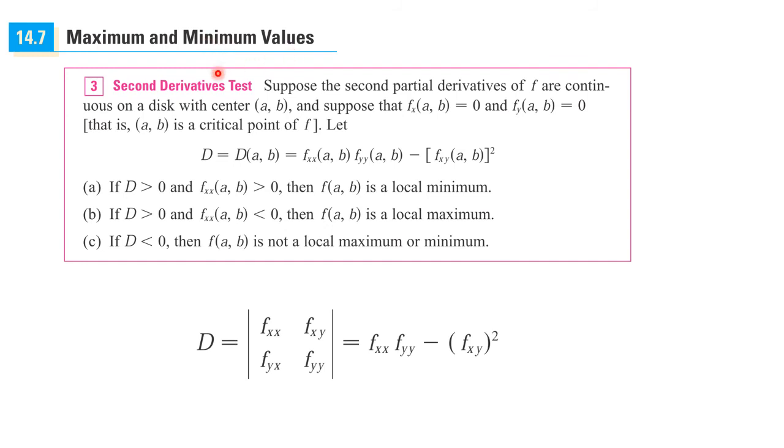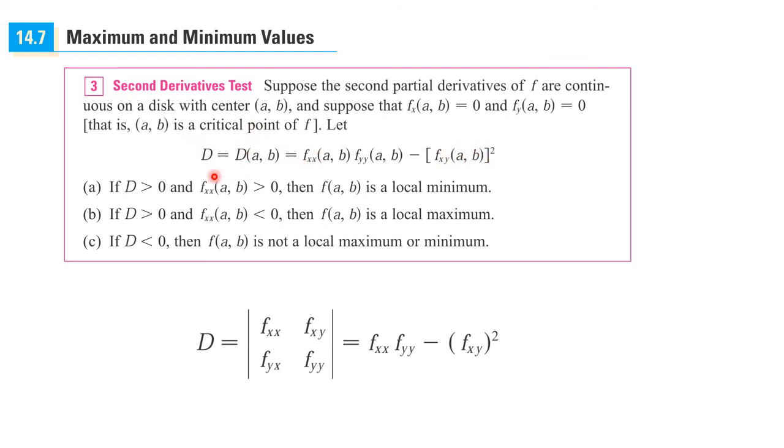Maximum and minimum values. Suppose that the second partial derivatives of f are continuous on a disk with center (a, b), and suppose that fx(a, b) is equal to 0 and fy(a, b) is equal to 0, to find the critical point. So we will have D as fxx(a, b) into fyy(a, b) minus fxy(a, b) square.